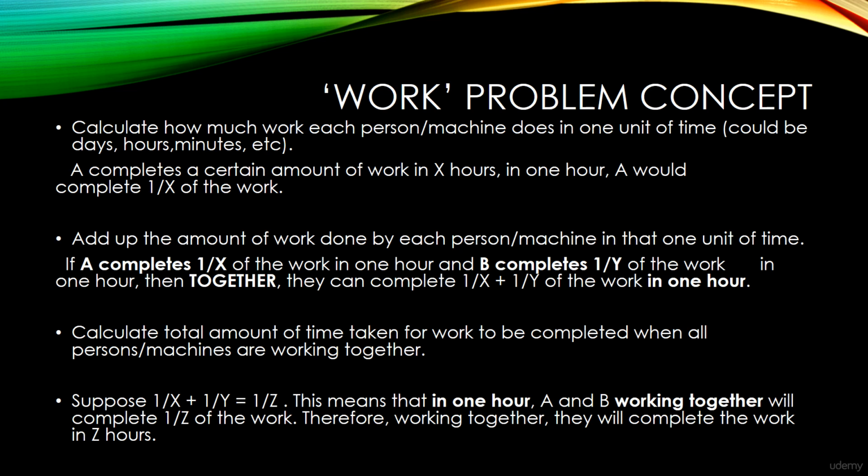Step 3 is to calculate total amount of time taken for work to be completed when all persons or machines are working together. The logic is similar to one we used in step 1, the only difference being that we use it in reverse order. Suppose 1 by x plus 1 by y is equal to 1 by z. This means that in 1 hour, A and B working together will complete 1 by z of the work. Therefore, working together, they will complete the work in z hours.